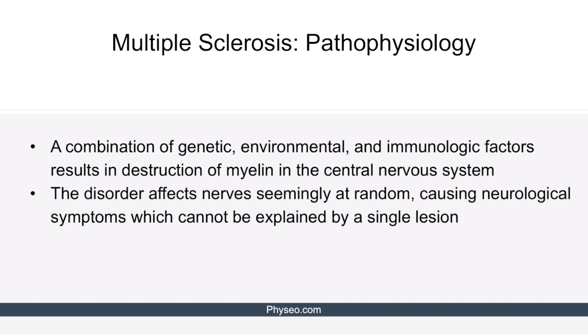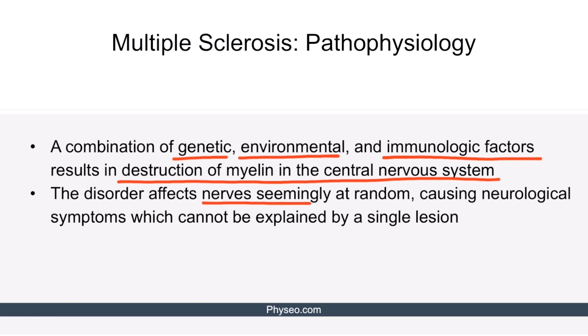The exact etiology of multiple sclerosis is unknown. The traditionally accepted hypothesis is that it's a combination of genetic, environmental, and immunologic factors, and that results in destruction of myelin in the central nervous system. In other words, an environmental trigger causes an autoimmune reaction in a genetically predisposed individual. The disorder affects nerves seemingly at random, causing neurological symptoms which really can't be explained by a single lesion.